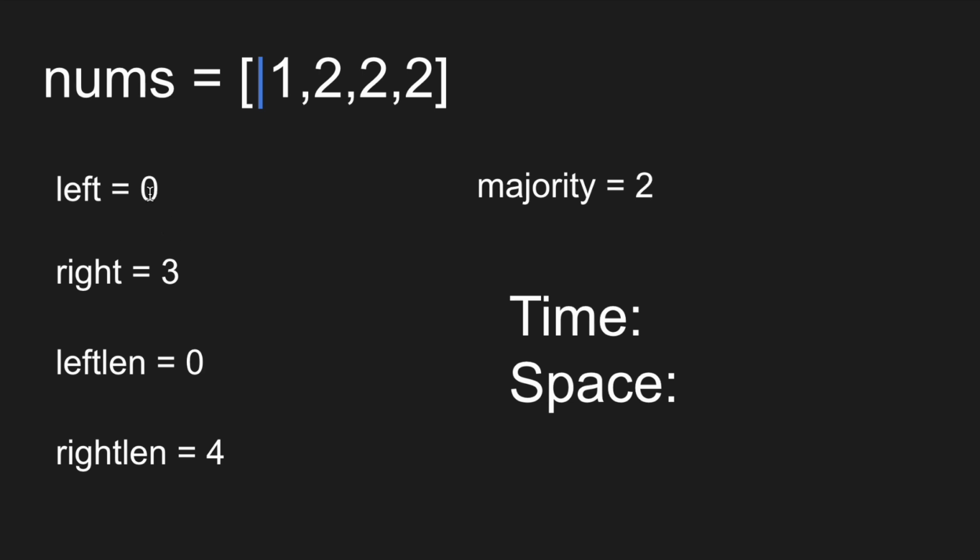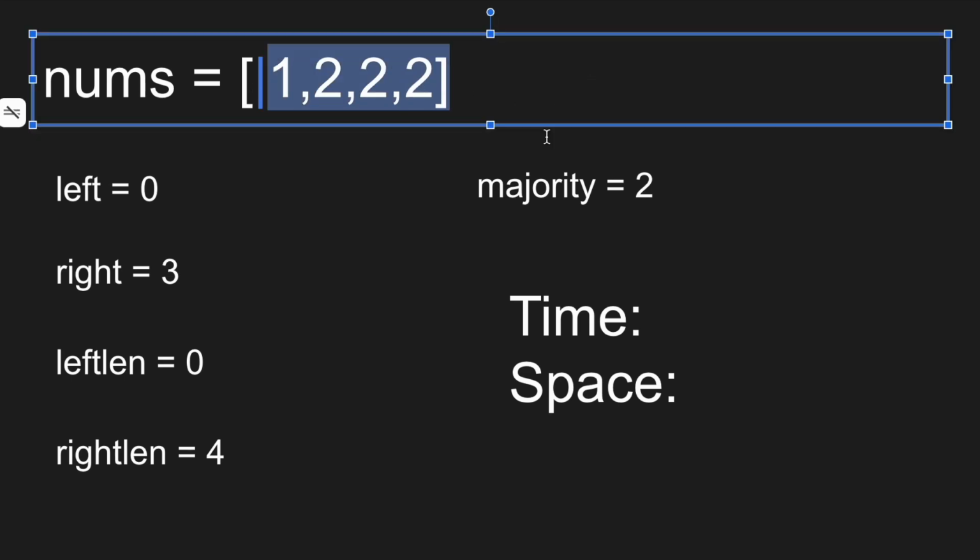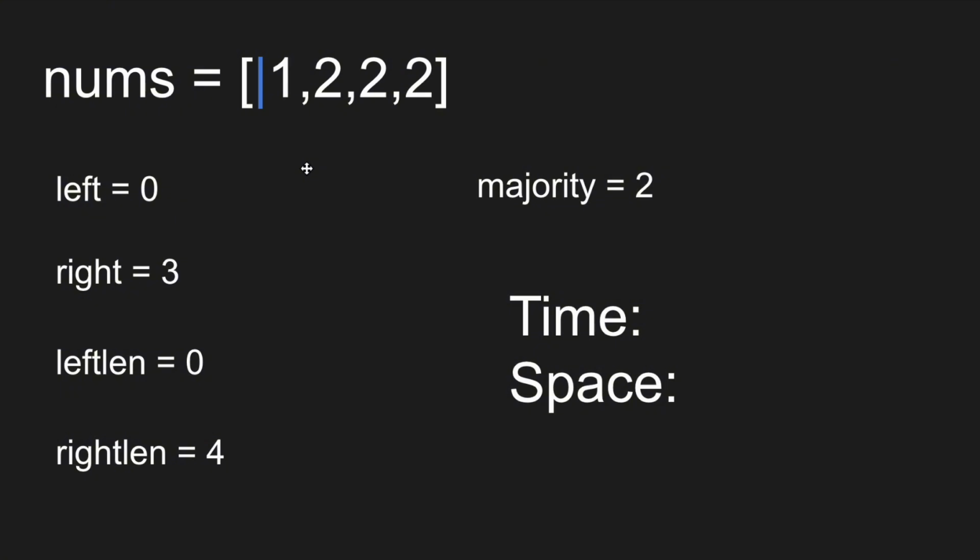Initially, the left pointer will be set to 0, and the right pointer will be set to the number of instances of the majority element. And the left length will be set to 0 initially, and the right length will be the length of the entire array, because in the beginning, the right length would be the window on the right side, which is the entire array. And what we will do is we will move this window over, and every time we move the window over, we want to increase the left length window by 1 and decrease the right length window by 1.